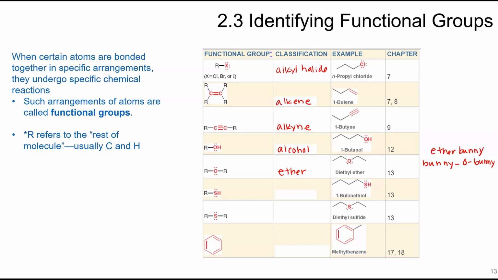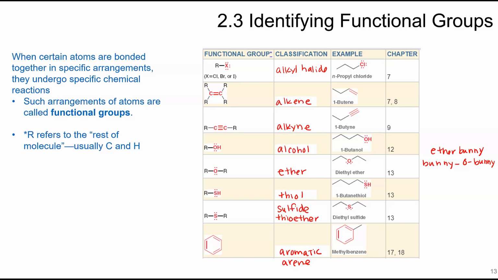If you have the RSH, this is a thiol. And RSR is a thioether. So it looks kind of like the alcohol and then the ether. They just put the thiol there. And this one here is an aromatic or arene. Thioethers can also be called sulfides. I'll put that here.